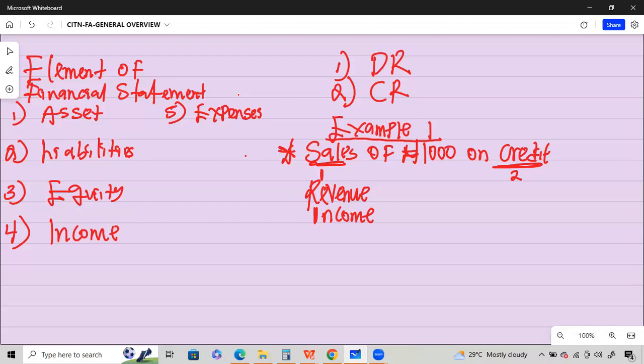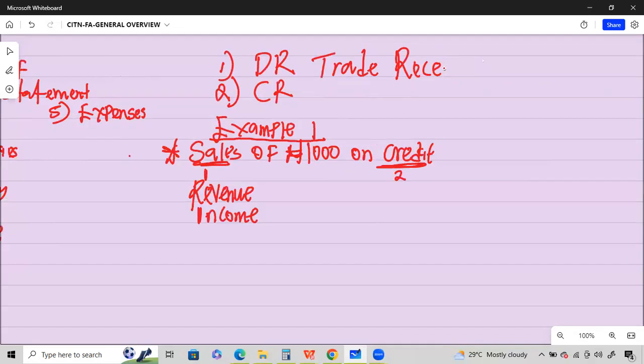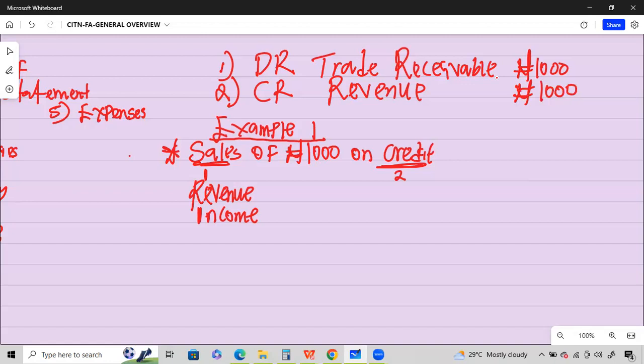So we are now talking about the double entry system, that you need to debit one account, and you also need to credit another account. The account that you are going to debit is what we call trade receivable. We call it trade receivable account. So I would debit trade receivable account with 1,000 naira. Then I will credit my revenue with 1,000 naira as well. That is what the principle of double entry is talking about. If there's a debit somewhere, there should be credit as well.